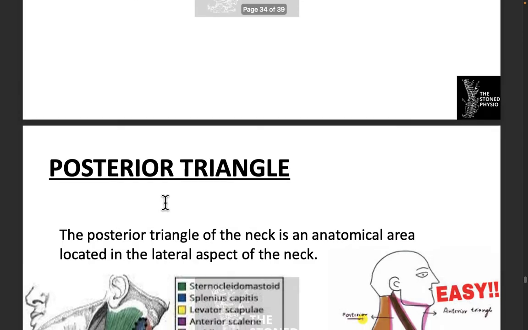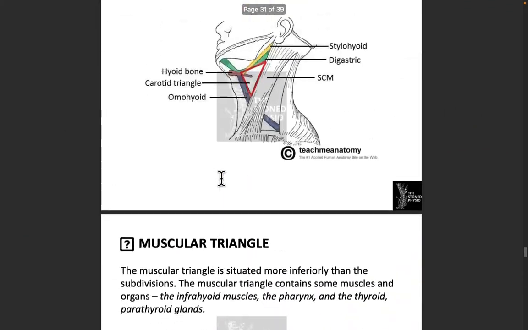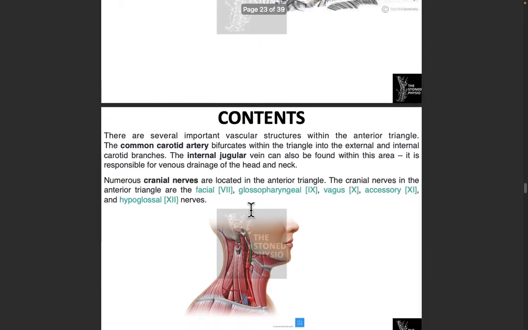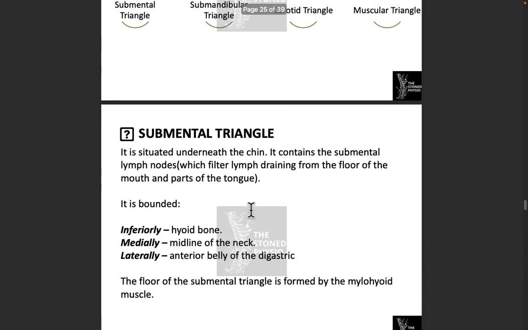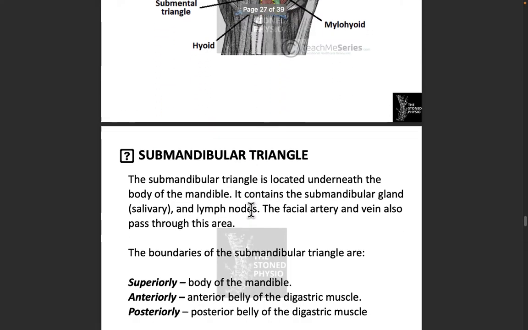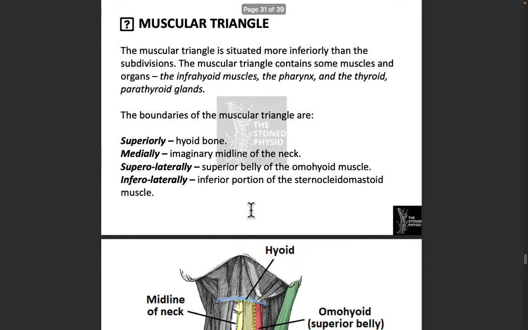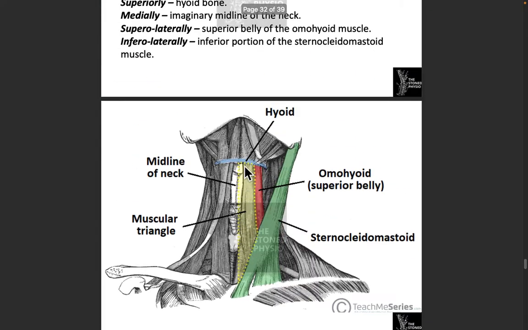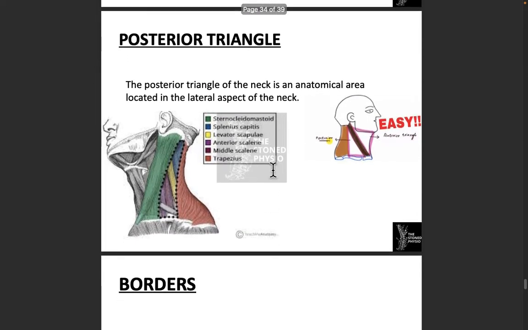Now coming to the posterior triangle. I hope till now we are clear with all the contents of the anterior triangle. Here we talked about 5 cranial nerves and a vein and an artery. Apart from that, we talked about all the triangles and the contents of each sub-triangle. Specifically we need to know the contents of the carotid triangle and the muscular triangle, because that is important. Now we are supposed to talk about the posterior triangle. I hope till now we are clear.